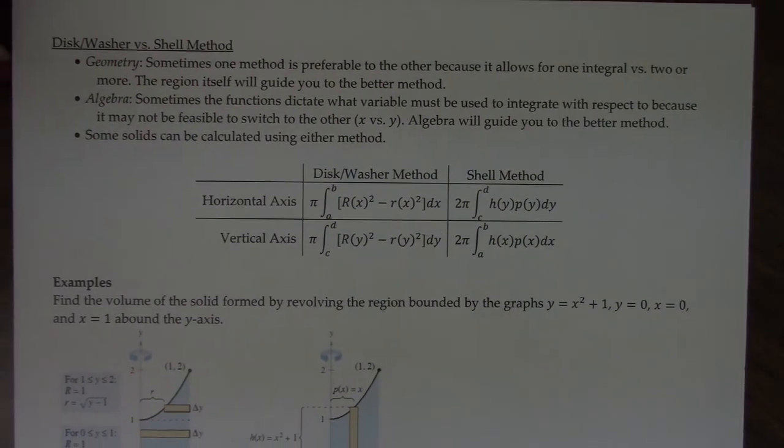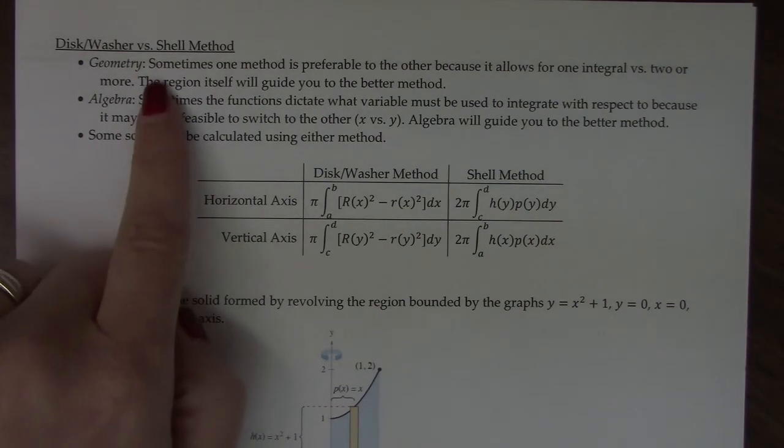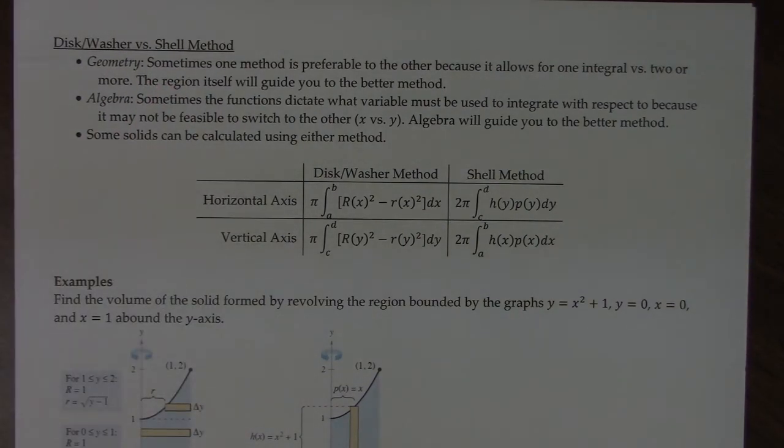So what's the point of this? Why do we have the disc washer and the shell method? One of the things that confuses students when you just see random integrals to solve is which method do I use, which one's the best? Some problems can be done using either method, and that's totally fine. In some cases, geometry is going to dictate which variable you use.